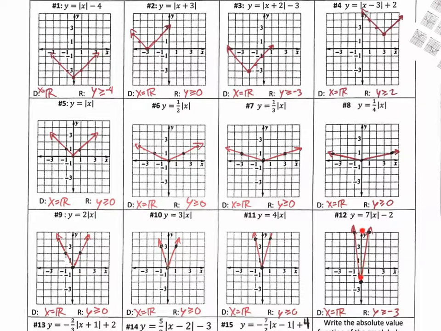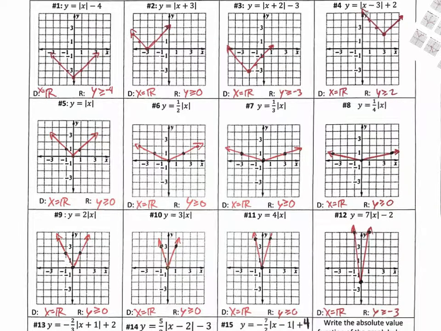It's like taking the parent graph and stretching it out. But we'll get to that later. Right now, I just want you to understand, if the A value is positive, it opens up. If the A value is negative, it opens down. And if it's closer to 0, it's going to get wider. And if it's further away from 0, it's going to get narrower.